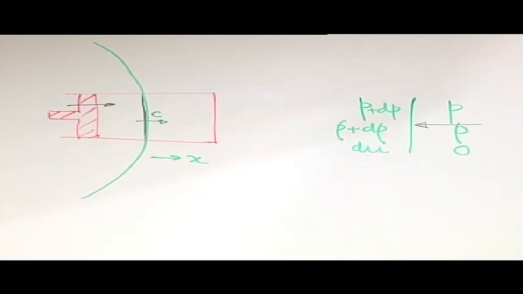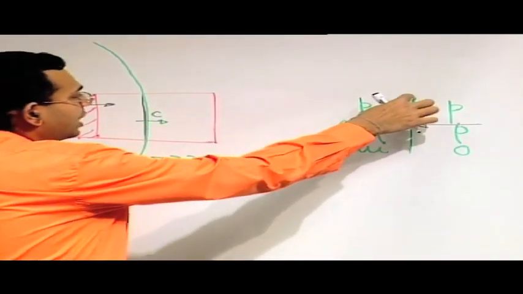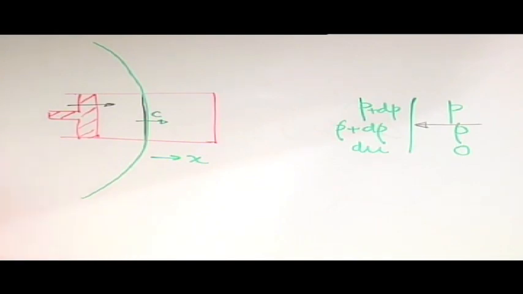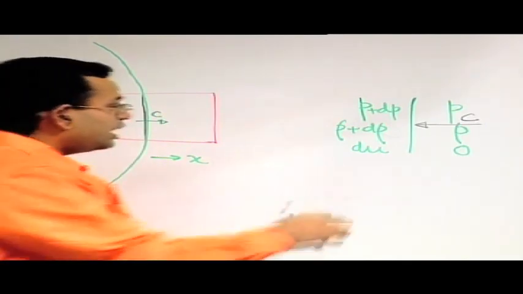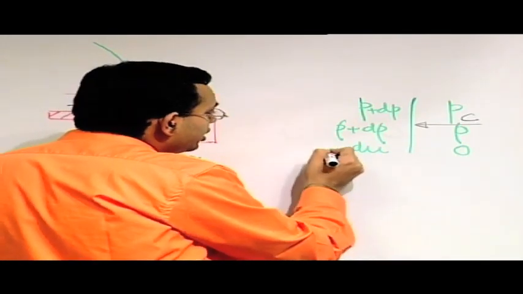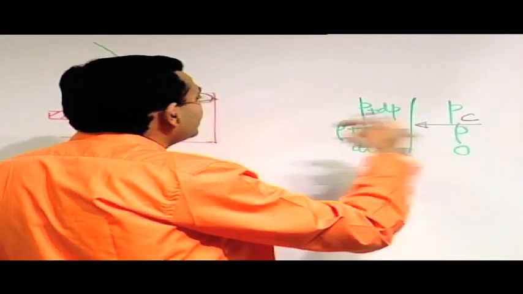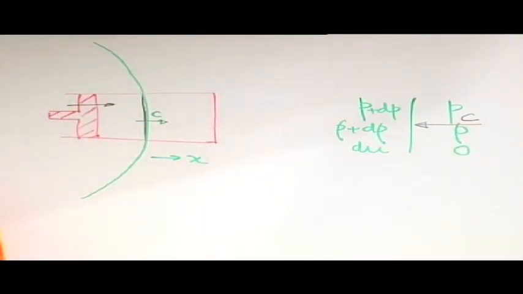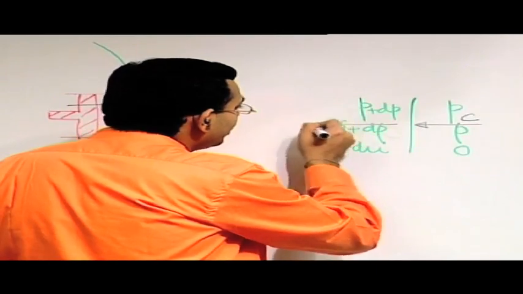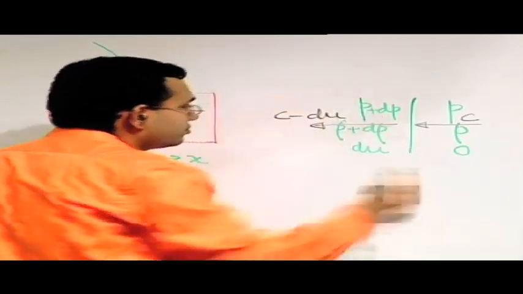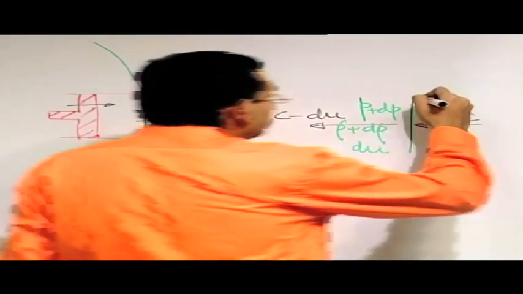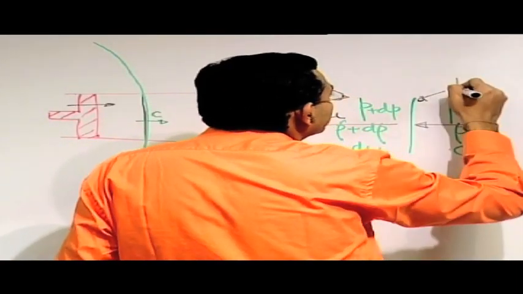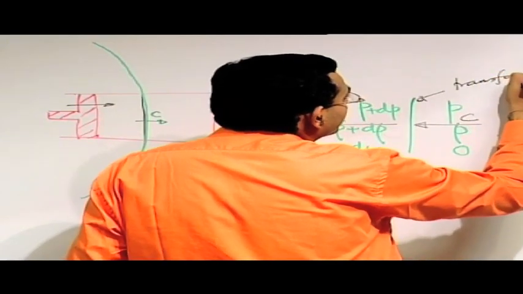Remember what we are doing: to make it stationary, we are adding a velocity of minus c. So this is in this direction c, and here plus du is along positive x, and minus c superimposed on that. So here it will be c minus du in the negative x direction to maintain it. So, this is a transformed reference.